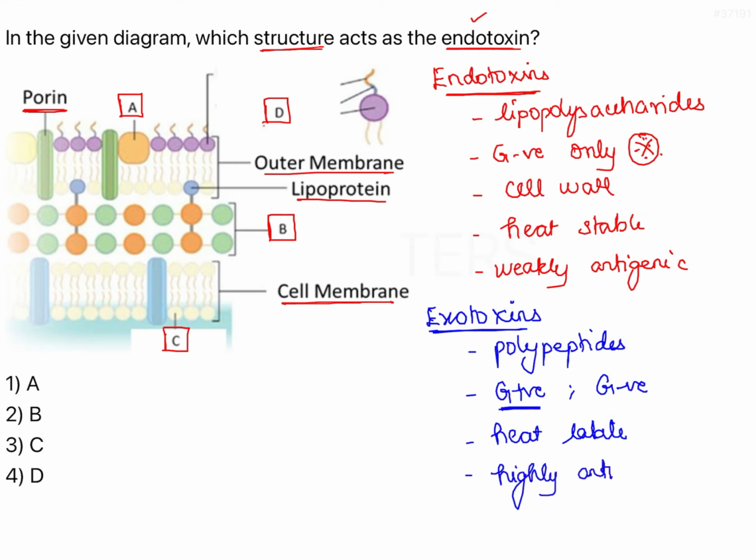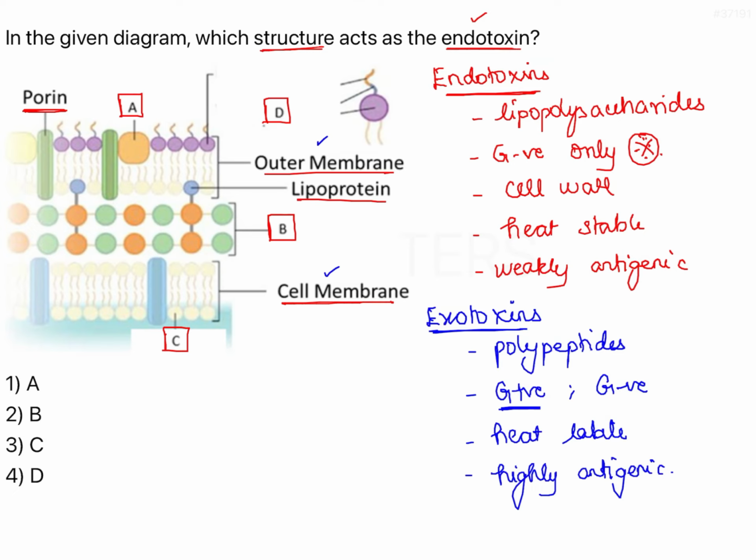So, these are the two types of bacterial toxins, and our question is regarding the endotoxins. Endotoxins are produced only by gram-negative bacteria, specifically the lipopolysaccharides of the gram-negative bacterial cell wall. Therefore, we can make out that the given picture is the cell wall of gram-negative bacteria, because we have the terms cell membrane, outer membrane, etc. Therefore, it clearly indicates the cell wall of gram-negative bacteria.